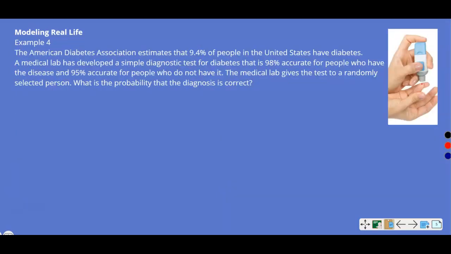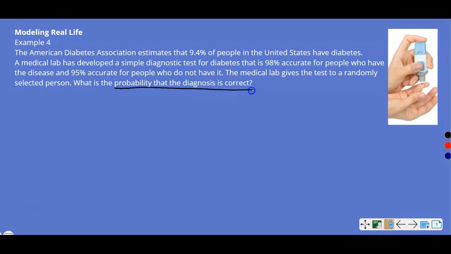Example 4, modeling real life. The American Diabetes Association estimates that 9.4% of people in the United States have diabetes. A medical lab has developed a sample diagnostic test for diabetes that is 98% accurate for people who have the disease and 95% accurate for people who do not have it. The medical lab gives the test to a randomly selected person. What is the probability that the diagnosis is correct?